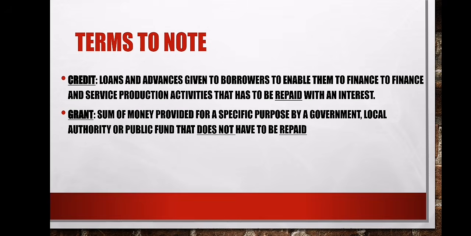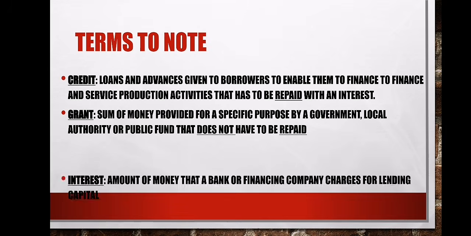Grant, I want you to master the difference between these two terms. A grant, it's money that you receive. You can receive from government or local authorities, and you don't have to pay back that money. So a grant, it's money that you receive from government or local authorities, and that money does not have to be repaid. We call it grant. Credit, it must be paid back with an interest. Grant, it must not. You're not supposed to pay it back.